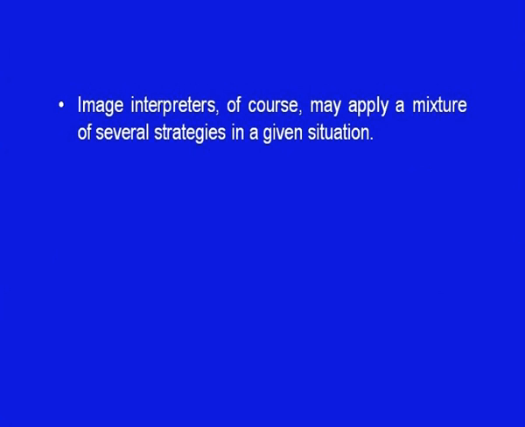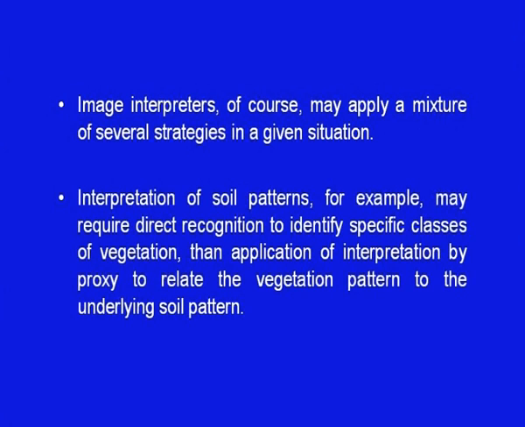Image interpreters, of course, may apply a mixture of several strategies in a given situation. Interpretation of soil patterns, for example, may require direct recognition to identify specific classes of vegetation, then application of interpretation by proxy to correlate the vegetation pattern to the underlying soil pattern.